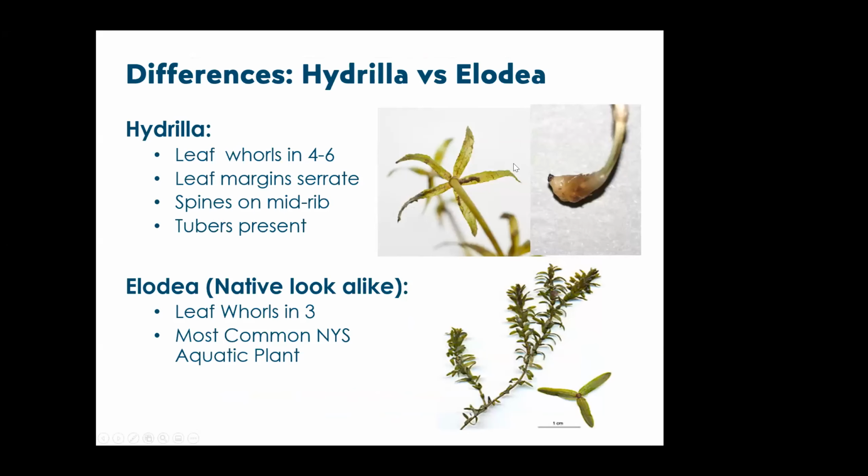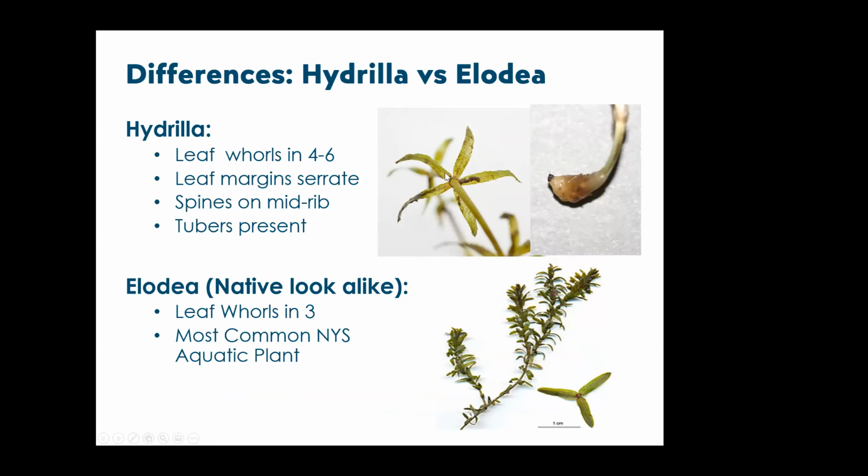Hydrilla is this one on the top. It looks very similar to a native one that's called Elodea, but there are some key differences. One, the Hydrilla is in whorls of 4 to 6, usually 5 or 6 leaves in it. So you can see 1, 2, 3, 4, 5 on this one.